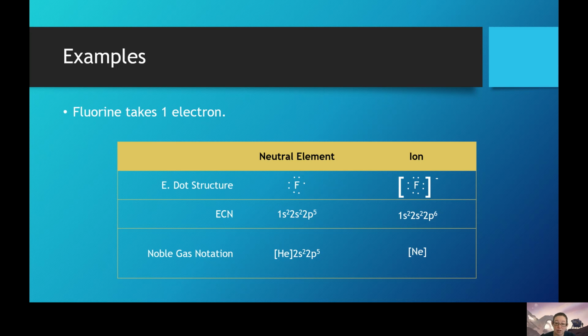Now let's see what happens to the ion fluorine. Fluorine takes 1 electron, so now it has a full 8 valence electrons in its shell, and it has a negative charge. Its electron configuration notation is now 1s2, 2s2, 2p6, and its noble gas notation is just Ne, because again, the whole point in becoming an ion is to get that noble gas configuration.